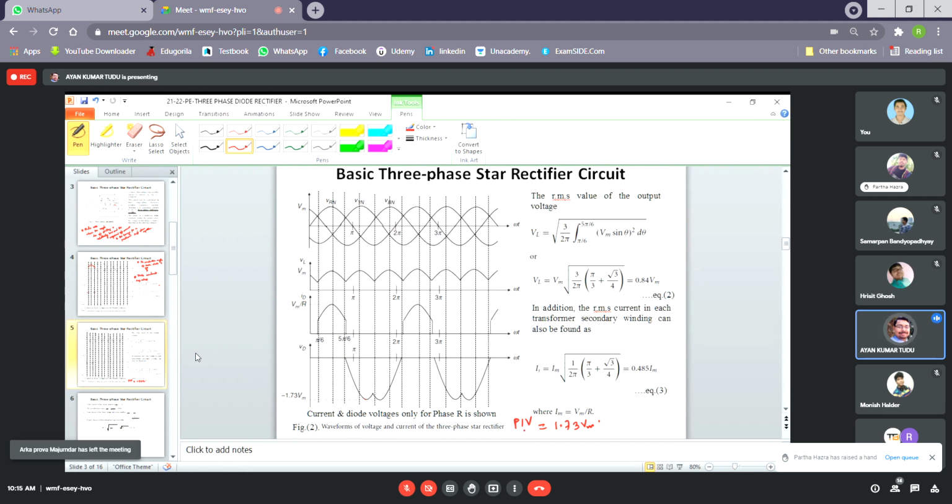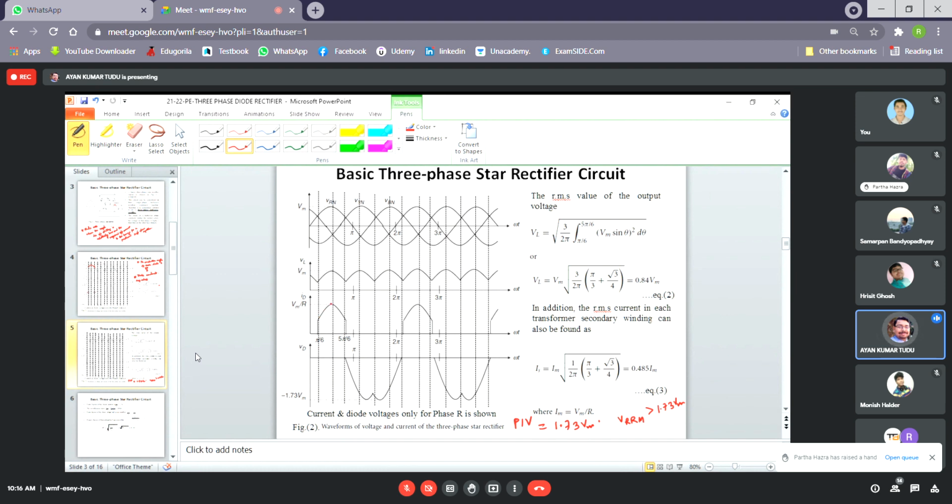If this is the peak inverse voltage, then obviously the peak repetitive reverse voltage rating of the diodes has to be higher than 1.73 Vm to avoid reverse breakdown. I'm again repeating, the peak repetitive reverse voltage rating of the diodes must be chosen to be higher than 1.73 Vm. Again, during its conduction state, we can see that each diode has a forward current.